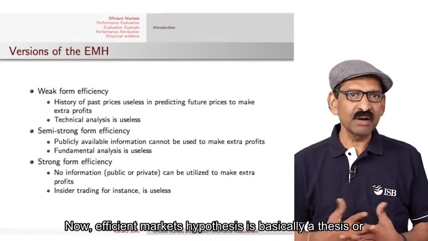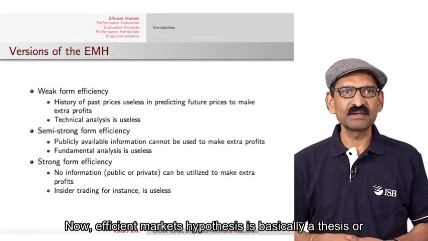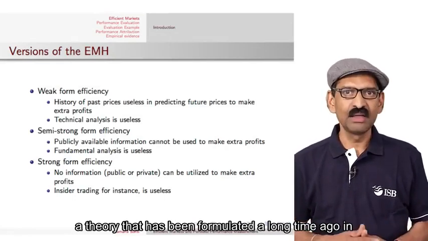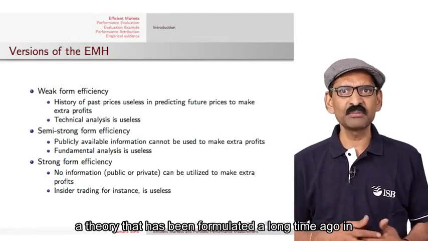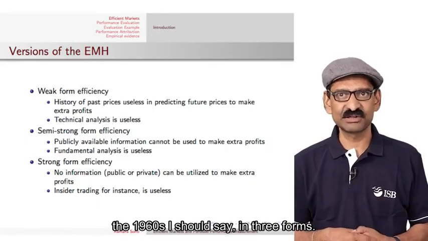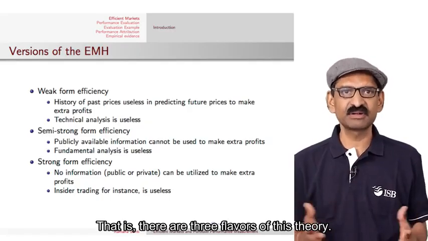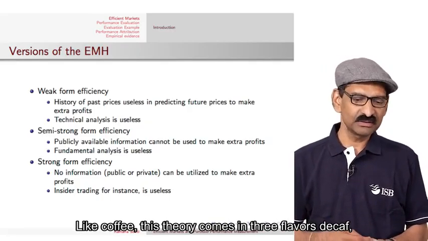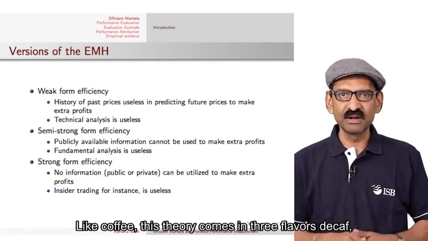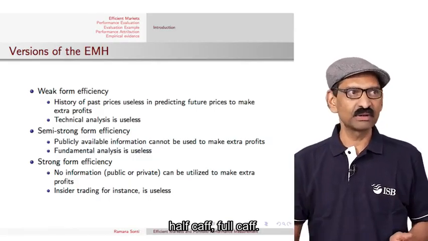Now, the efficient markets hypothesis is basically a thesis or a theory that was formulated a long time ago, in the 1960s, I should say, in three forms. So there are three flavors of this theory. Like coffee, this theory comes in three flavors: decaf, half caf, full caf, right?